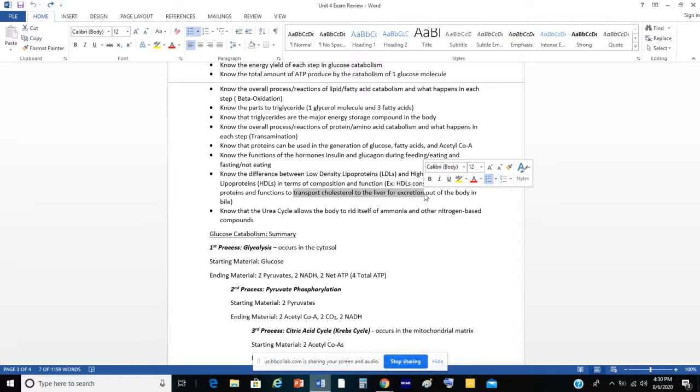LDLs do not help to get rid of it. In fact, they're mainly fat. So LDLs in your body are like you having clogged arteries. So you want a low LDL level. So that's the difference. There's good fats, HDLs, and bad ones, LDLs.